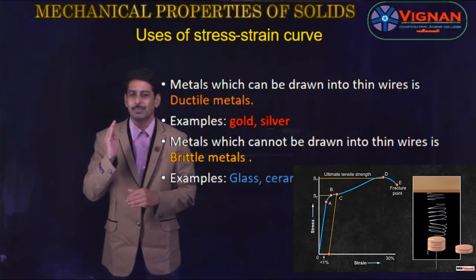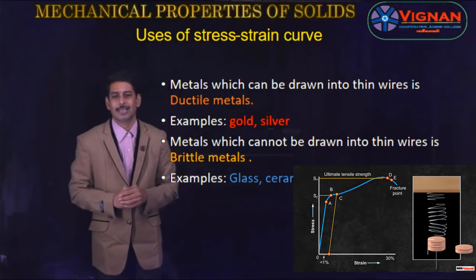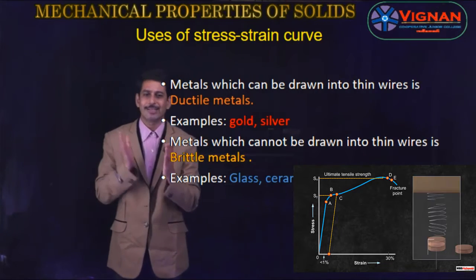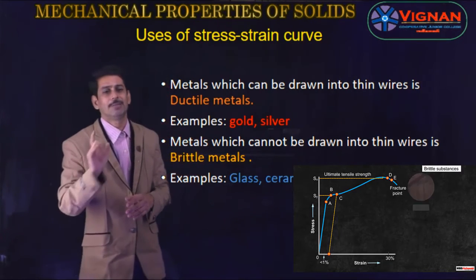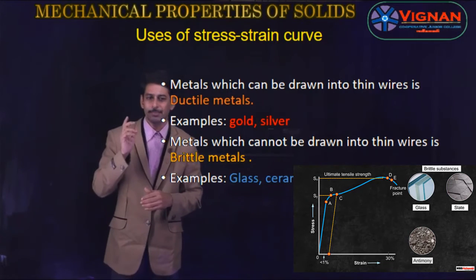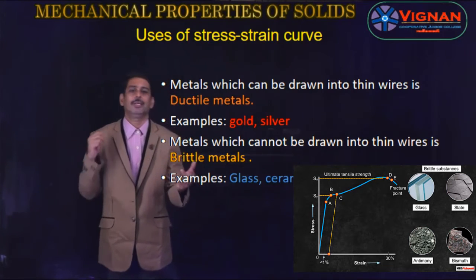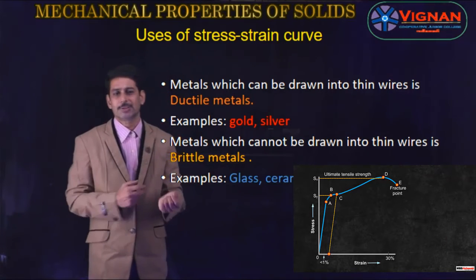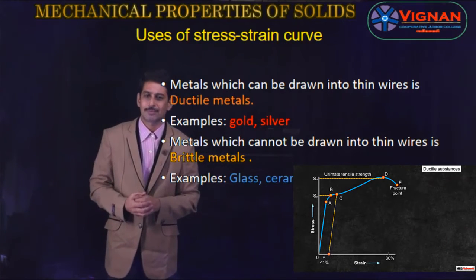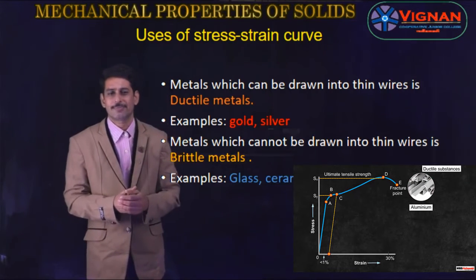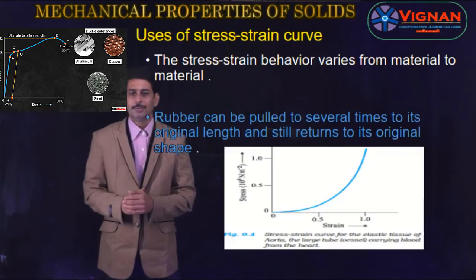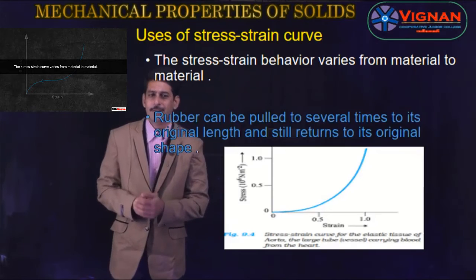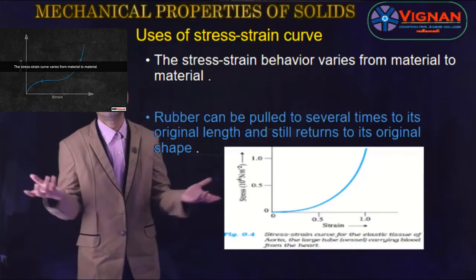And if the wire breaks immediately after crossing the elastic limit, or the range is very small, that kind of metal is called a brittle metal. So brittle metals are those which cannot be drawn into thin wires, whereas ductile metals are the metals which can be drawn into thin wires. So these are the uses of the stress strain curve, and the stress strain behavior is different for different metals.